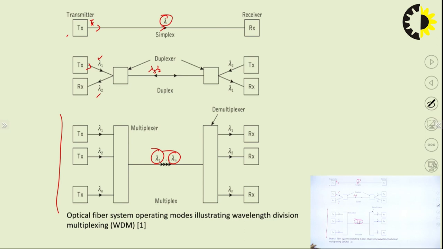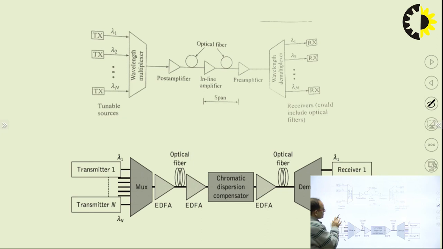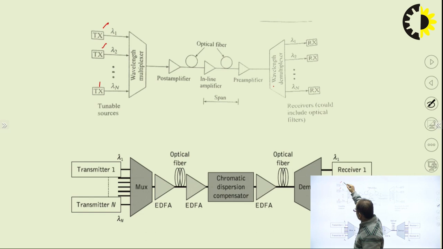So this one is another block diagram for the WDM, that is wavelength division multiplexing, and this one is the wavelength demultiplexer. In this, each signal or each user is provided with a particular wavelength, that is lambda 1, lambda 2 and lambda n for the same channel. In the optical network, you will study that in the same channel no two users can have the same wavelength.